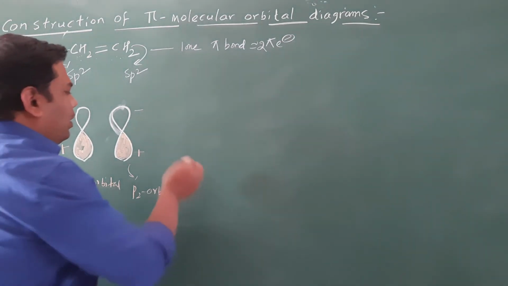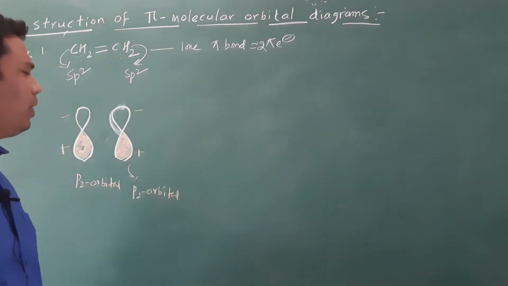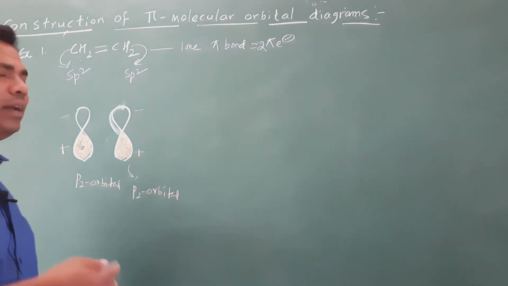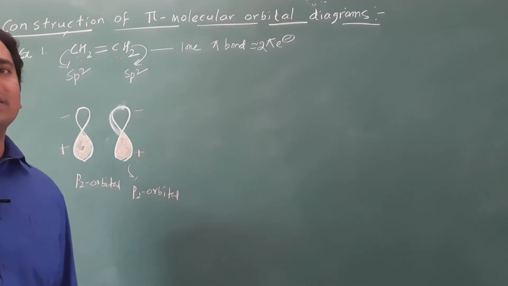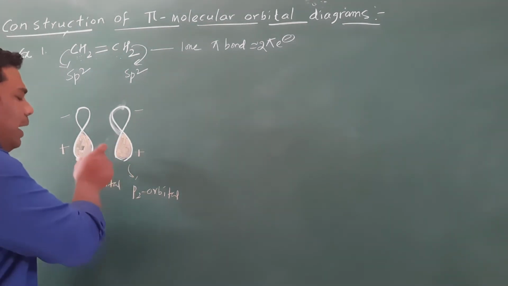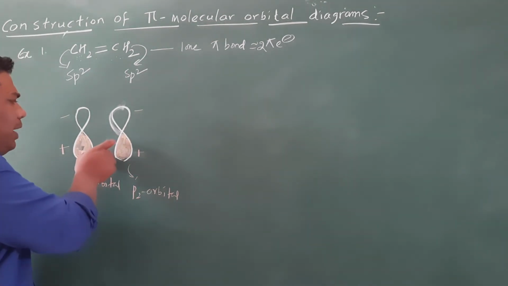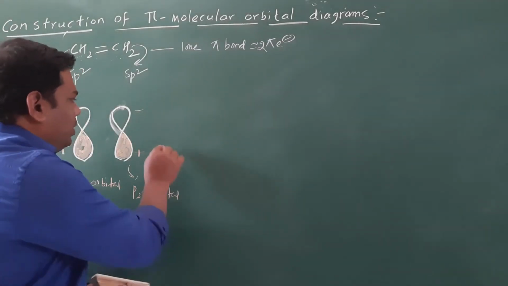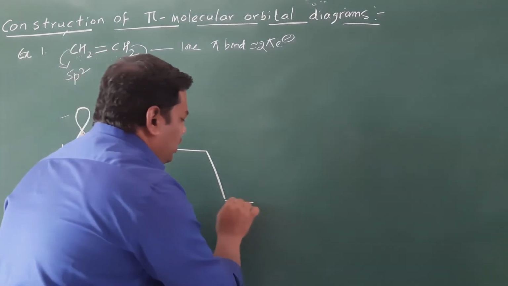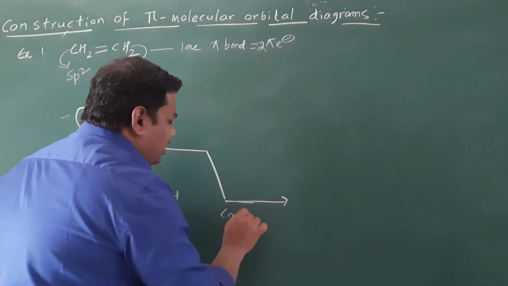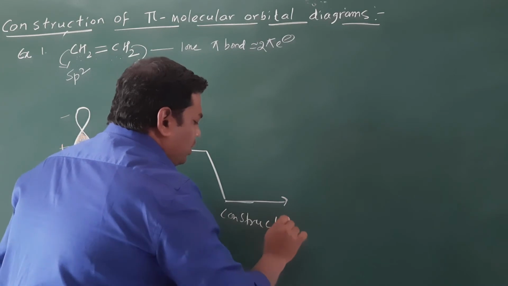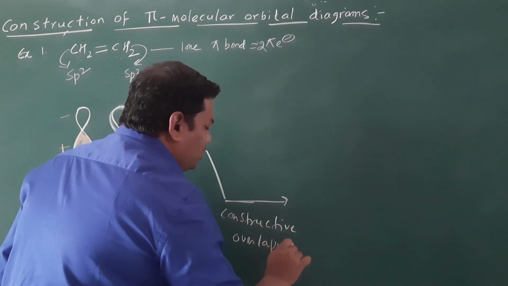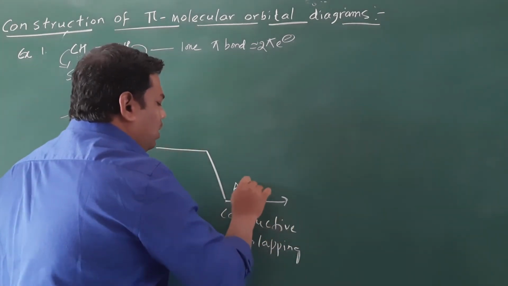Okay, right. So here, how to construct? We have two types of constructive possibilities. One is addition, another one is subtraction. If addition takes place, please write the same lobes here. So this is here, and this is here. This I am calling constructive overlapping. So here the two atomic orbitals are in addition.